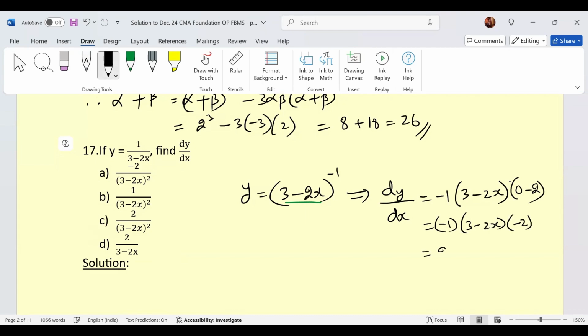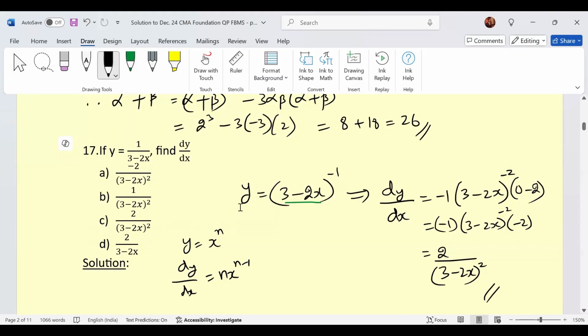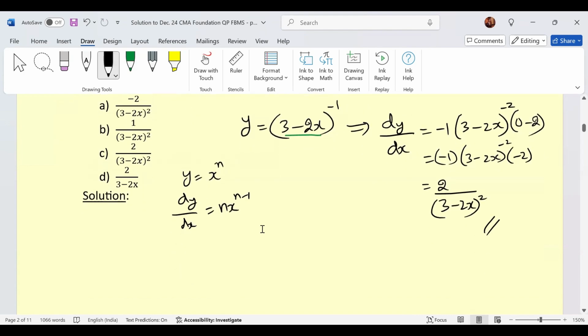That we will get 2 times, sorry, here it is minus, because if I differentiate x power n, dy by dx will be n x power n minus 1. So here it will be minus 2. That means we get 2 divided by 3 minus 2x, the square. That will be the dy by dx here, which is option C. That is the right option.